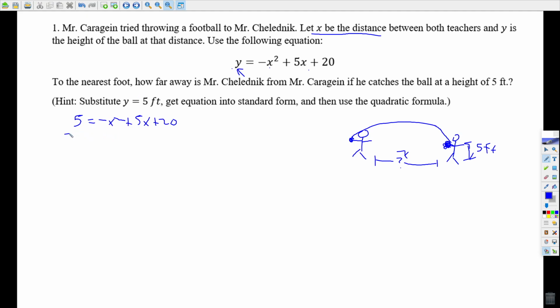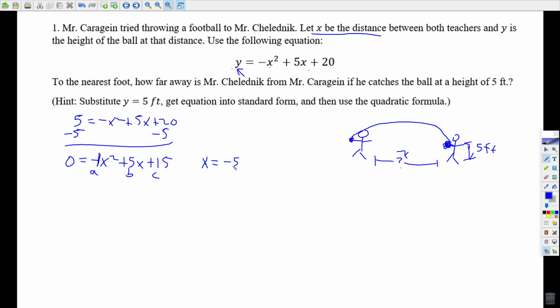Okay, so I'm going to go ahead and subtract 5 on both sides to get this side to be 0. So I have negative X squared plus 5X plus 15. Now, normally we care about getting rid of this negative sign and not having negative X squared. But in this case, it doesn't matter because we're not factoring it. We're just going to use that negative 1 as our A value. So once we identify A, B, and C, we should be good.